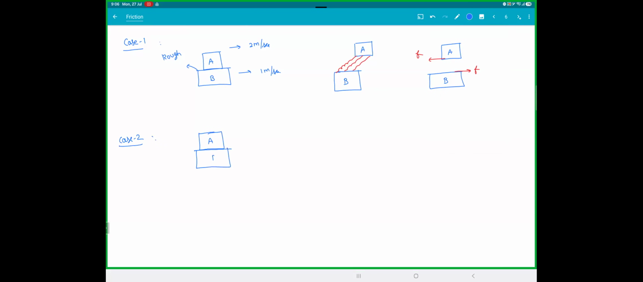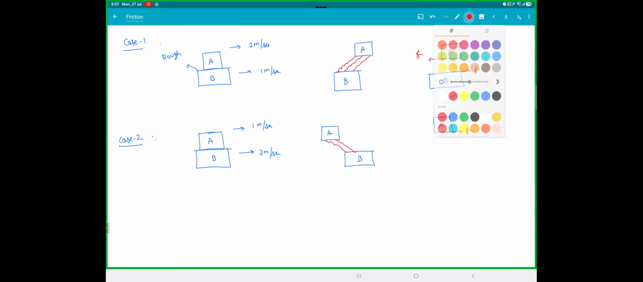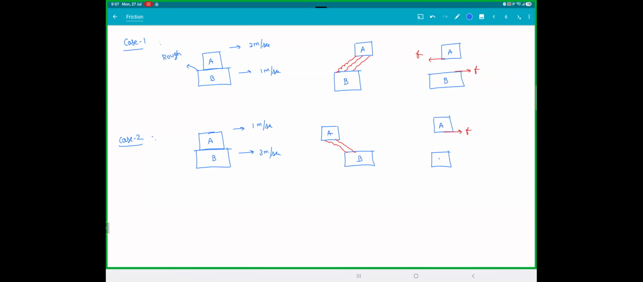Suppose A is going with 1 meter per second and B is going with 3 meters per second. Now what would have happened? A would have been slower and B would have gone forward. Now the springs will look like this. The springs are stretching, right? So they will pull. So friction on A will be forward and friction on B will be backward. Are these two cases making sense, everyone?